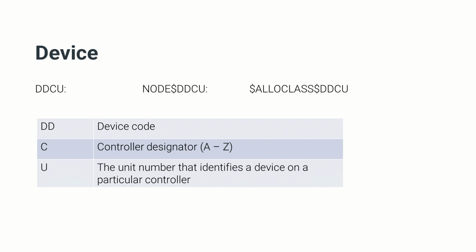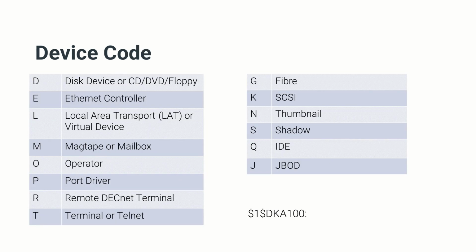Node names or allocation classes can also be a part of the device name. You already know what a node name is. An allocation class is a number identifying the preferred path to a device that has multiple possible paths. It is included in the beginning of the device specification in between $ signs. Notice that each of the valid formats always has a device code, a controller designator, and a unit number. The device code consists of 2 letters. The first one represents the device itself, and the second one represents its type.